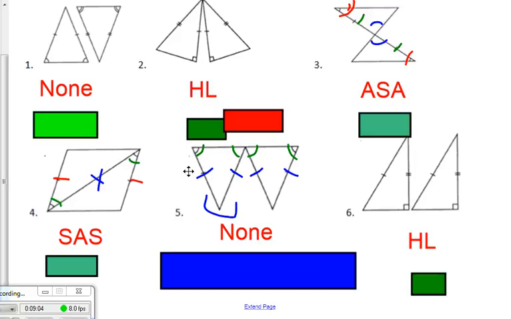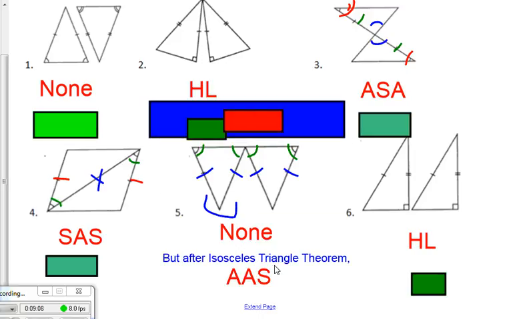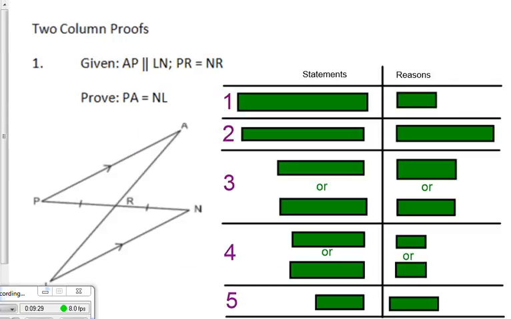So although at first we might be tempted to say none, after we use that isosceles triangle theorem, we can say angle, angle, side, and angle, angle, side. So these are in fact congruent triangles. So just with the information they gave us, none, but after the isosceles triangle theorem, then yes, angle, angle, side would show that they are. So that was our first 6 examples.